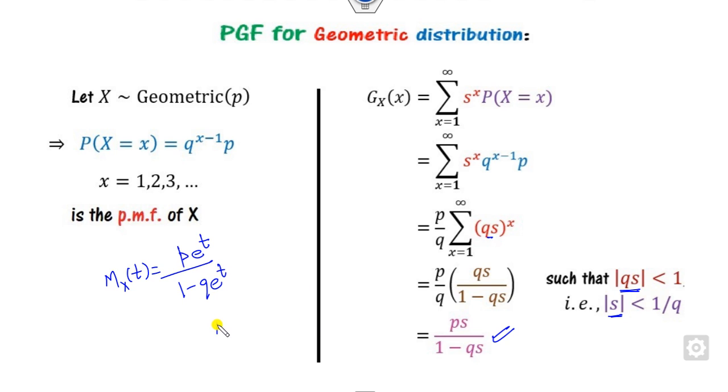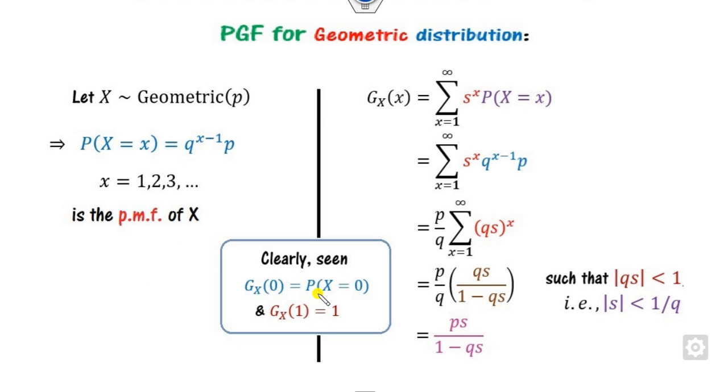Also, you can verify that g of x of 1 is 1 or not. When you substitute s is 1, it is 1 minus q, that is nothing but p, so p over p will be cancelled out, and here. Also, you can see g of 0 is nothing but my here.